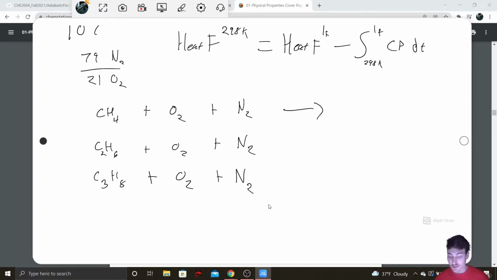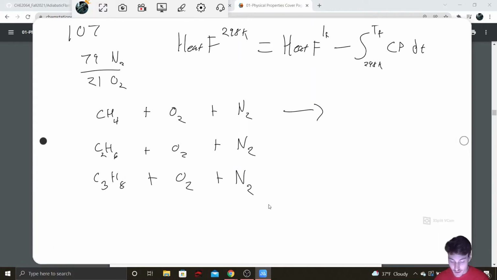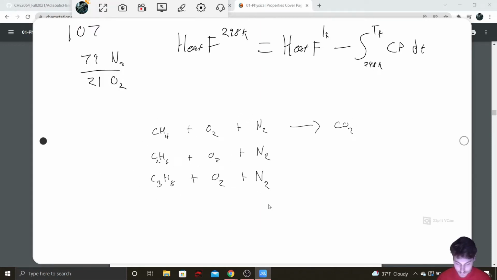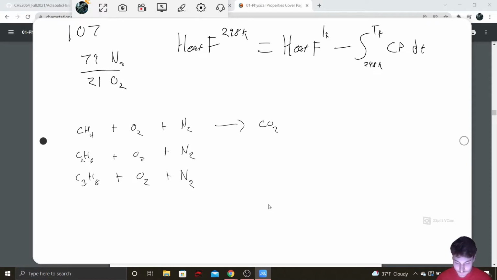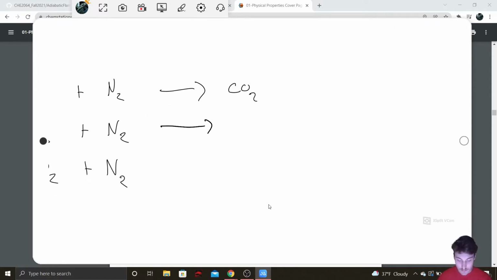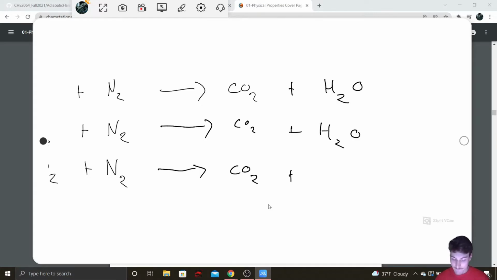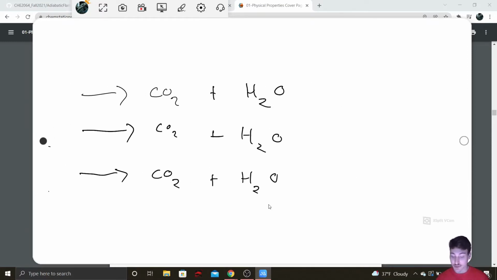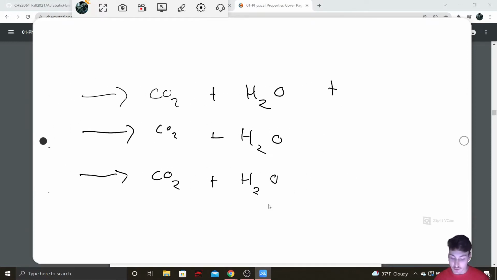So this is obviously a basic combustion reaction, so we'll get carbon dioxide as a product. Actually, I need to make this smaller so I have room to write. So we have carbon dioxide as a product, and then we also get water, and we get the nitrogen back because the nitrogen is inert in this case and does not react with the combustion.